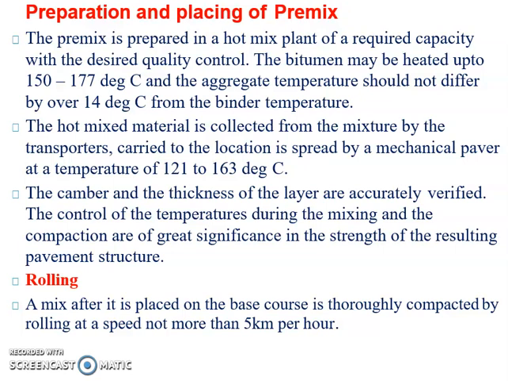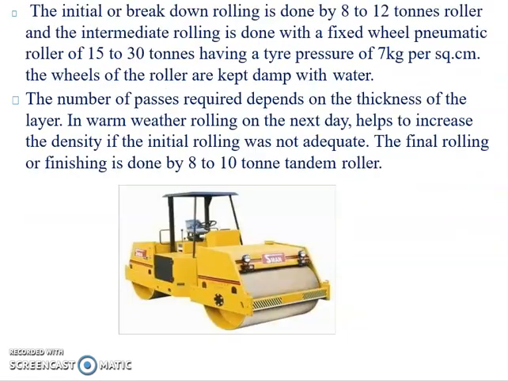resulting pavement structure. Rolling. A mix after being placed on the base course is thoroughly compacted by rolling at a speed not more than 5 km per hour. The initial or breakdown rolling is done by an 8 to 12 ton roller, and the intermediate rolling is done with a fixed wheel pneumatic roller of 15 to 30 tons having a tire pressure of 7 kg per square centimeter.